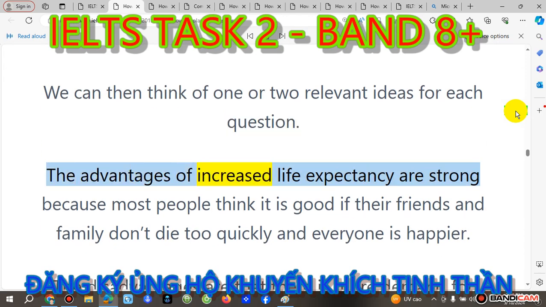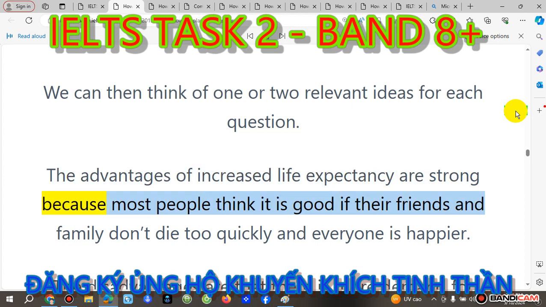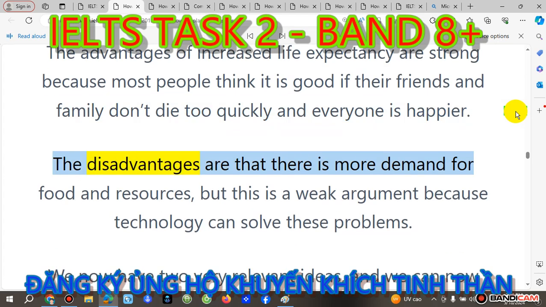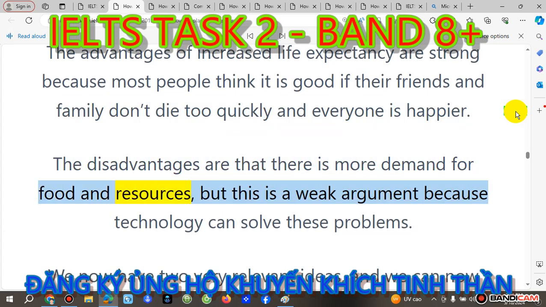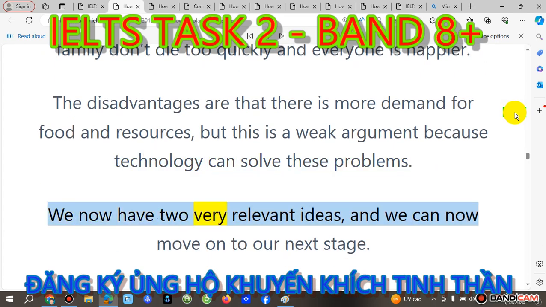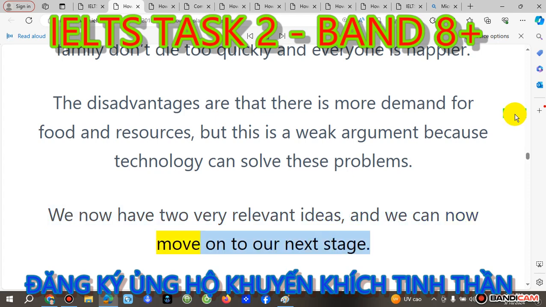The advantages of increased life expectancy are strong because most people think it is good if their friends and family don't die too quickly and everyone is happier. The disadvantages are that there is more demand for food and resources, but this is a weak argument because technology can solve these problems. We now have two very relevant ideas, and we can now move on to our next stage.